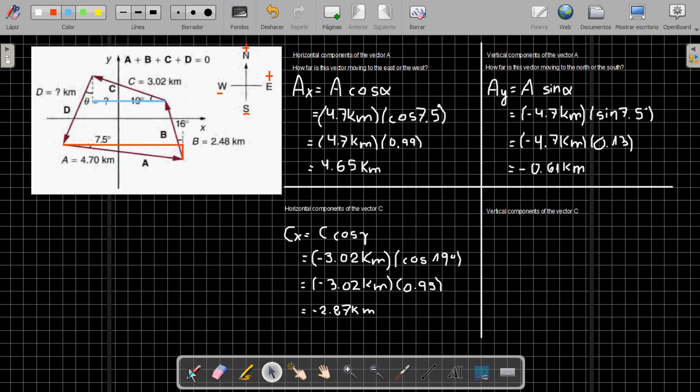Again, the same formula. Vertical component of vector C is equal to C times the sine of the angle. Remember, every single time that we work with vertical components, we use sine. When we use horizontal components, we use cosine. Okay, first of all, the sine.